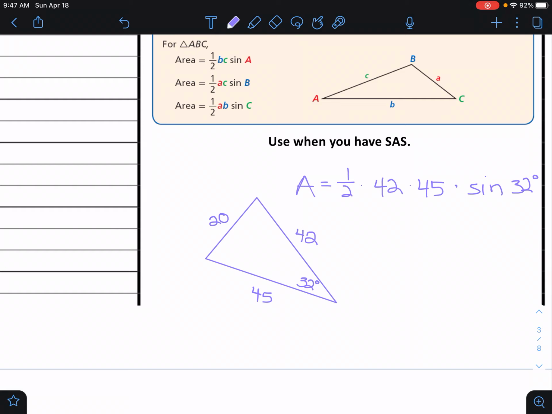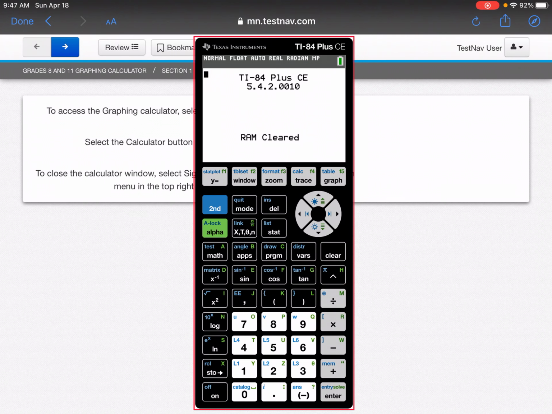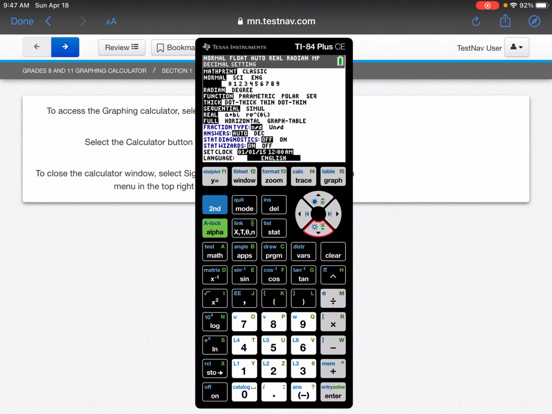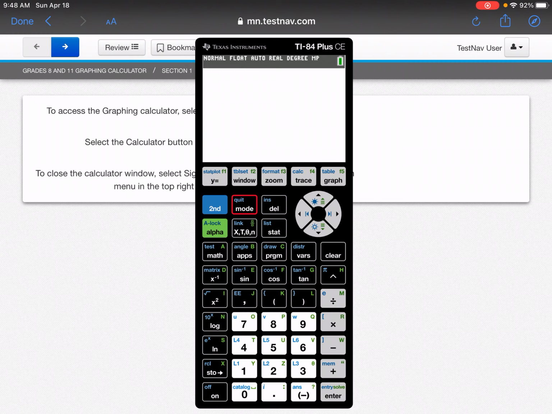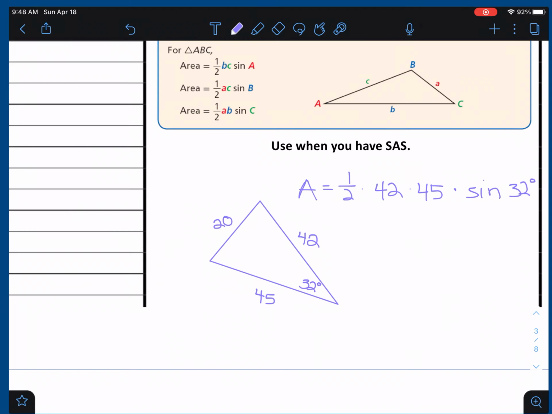Okay. So let's see. I'm just going to type everything in parentheses. Before I do that, I'm going to do mode, and then go down to degree, press enter. Okay, and then I'll quit out of there. All right, so 1/2 times 42 times 45, and then times sine of 32 degrees. It's 500.8, rounded to the nearest tenth.